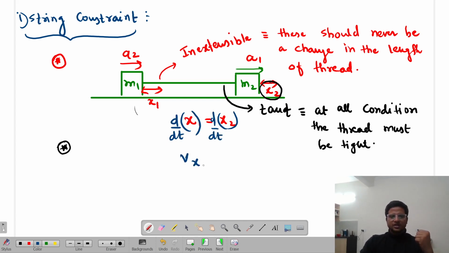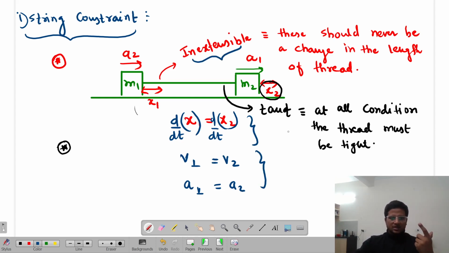That is what velocity of 1 is equal to v of 2, or you can say if I double differentiate velocity, then I get acceleration of 1 must be equal to acceleration of 2. So these two properties appear when the string is provided by a rule that it must be inextensible, and the second one is taut. Are you able to get me or not?